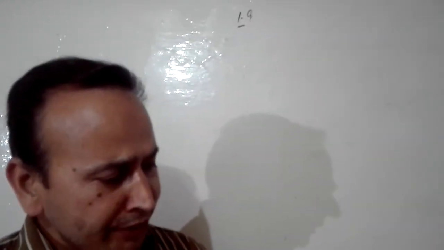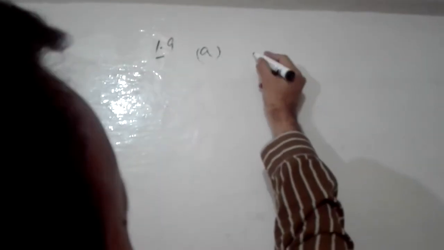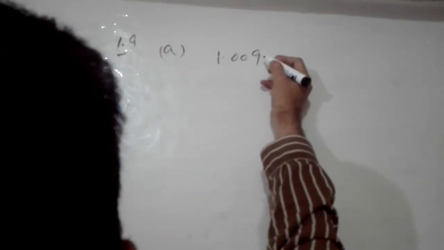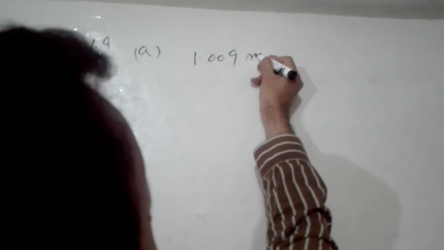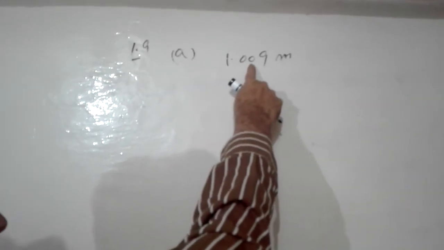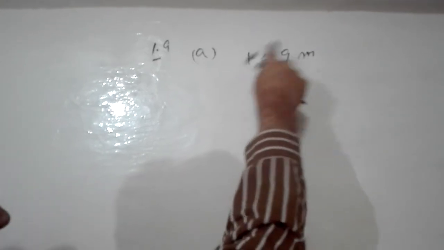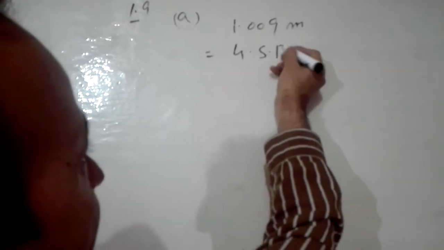Next question, 1.9, is also too easy. What are the significant figures in the following measurements? You have to write now the number of significant figures. I am writing the A part. In A there is 1.009 meter. This unit. Can you tell me how many significant figures are there? Clearly now zeros are counted. Zero will be counted because zeros are in between non-zero digits. So how many are here? 4. This is 4 significant figures.